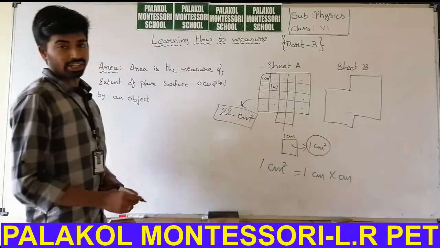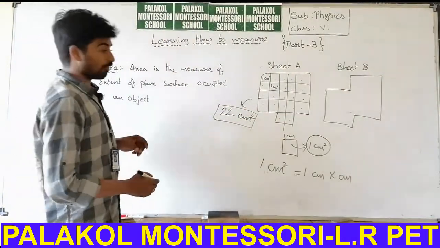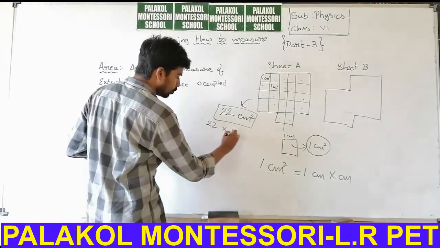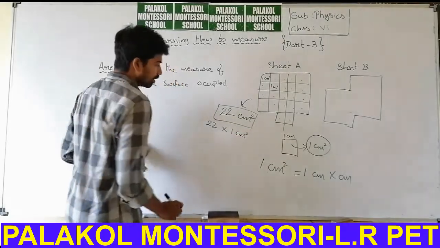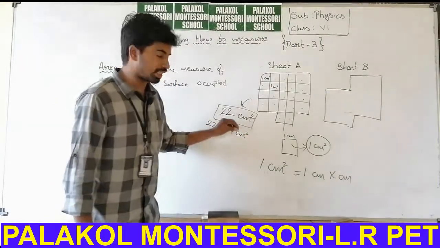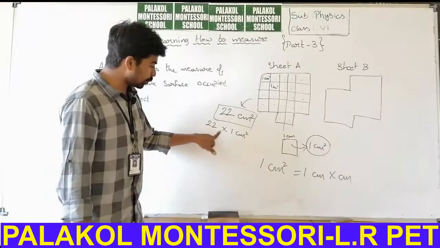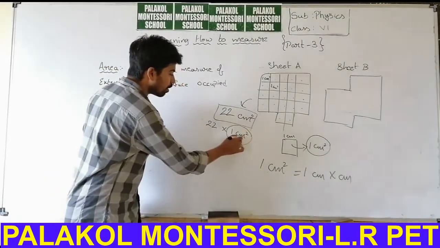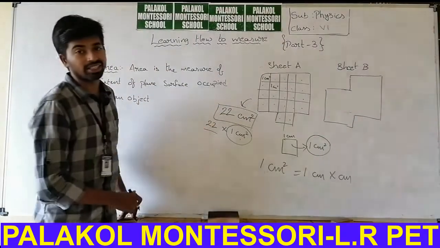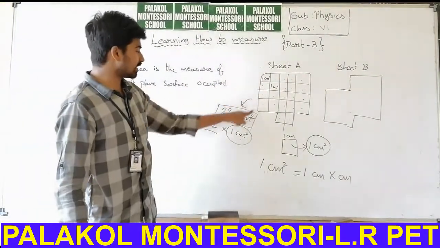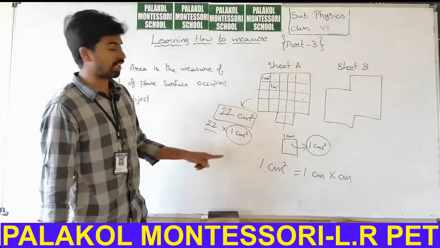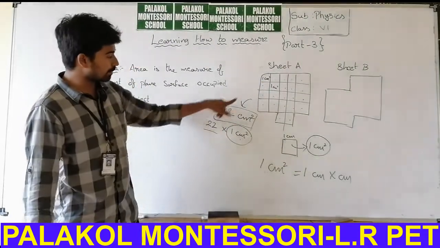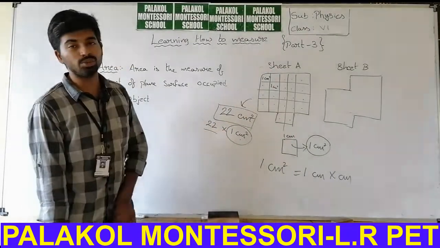22 centimeter square. What does this indicate? You can write this 22 centimeter square as 22 into 1 centimeter square. How many 1 centimeter square boxes are there? 22 are there. That's why the area of the sheet is 22 centimeter square.